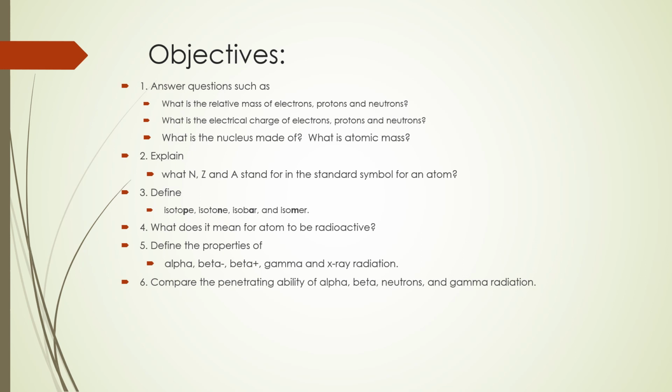At the end of this lesson, students should be able to answer questions about the relative mass of electrons, protons, and neutrons, the electrical charge of electrons, protons, and neutrons, composition of the nucleus and atomic mass. Students should also be able to explain what N, Z, and A stand for in the standard symbol for an atom. Students will learn the definitions of isotope, isotone, isobar, and isomer. Students will know what it means for an atom to be radioactive.